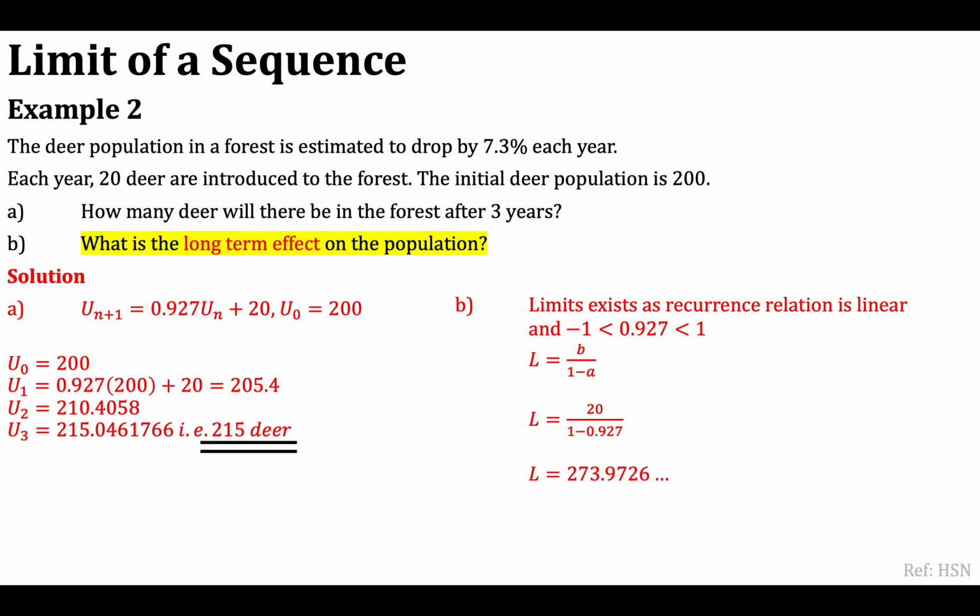Now, we need to round this. We are talking about deer, and we can't get 0.9726 of a deer. Now, we don't have 274 deer. So obviously if we were using just rounding in general, we would have 274 deer, but we actually don't have that amount because this isn't a whole deer. So we need to round down, despite this being a 9. So that gives us 273 deer. And so in the long term, there will be 273 deer in the forest. And that's our final answer.